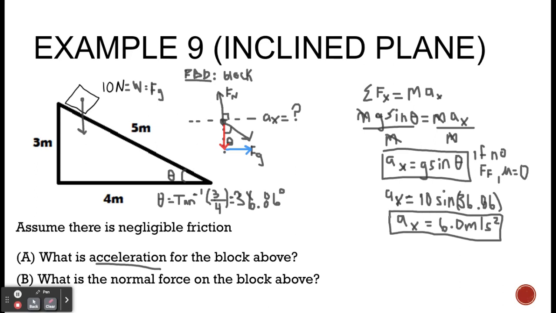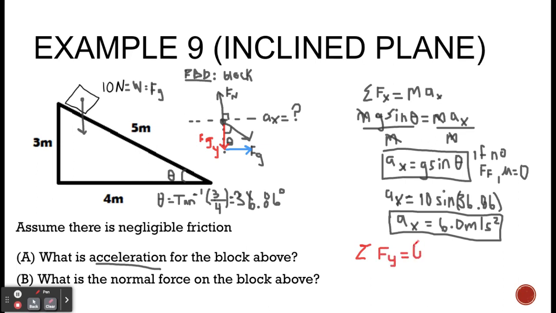Okay, part B, normal force. The normal force is perpendicular to the incline, so that means the normal force is going to be equal to the y component of the force of gravity. There is going to be no acceleration in the y direction. The object's not going to move through the surface of the incline. It's moving along the incline.